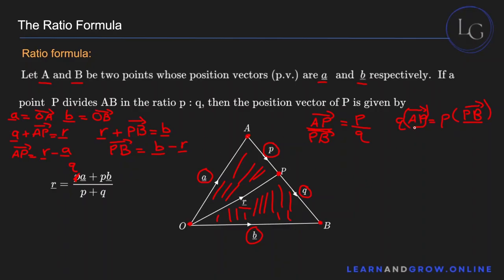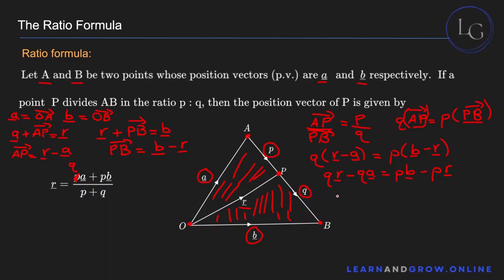So we'll replace this AP over here with R minus A, right? So Q into R minus A is equal to, and this PB is equal to B minus R, so P into B minus R, right? Now let's expand this, multiply it. So QR minus QA is equal to PB minus PR, right? Now, since we need to find R, we'll take the terms with R in them on one side and everything else on the other side. So we have QR on the left hand side and PR on the right hand side, right? So we'll take them on one side and the rest on the other.